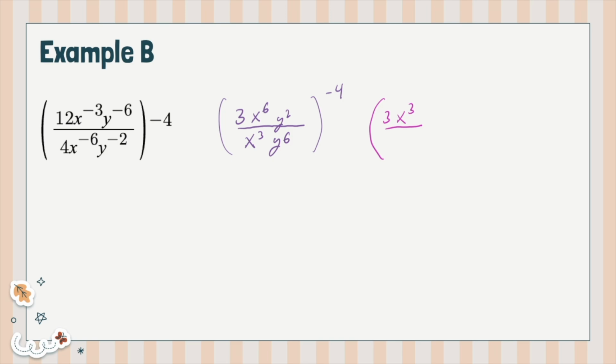Then the y to the 2nd, y to the 6th. Okay, the 6 is going to go to the bottom because the 6 is bigger, and then 2, so 6 minus 2 is 4, so we've got y to the 4th on the bottom. And then we've got, again, everything raised to the negative 4th.